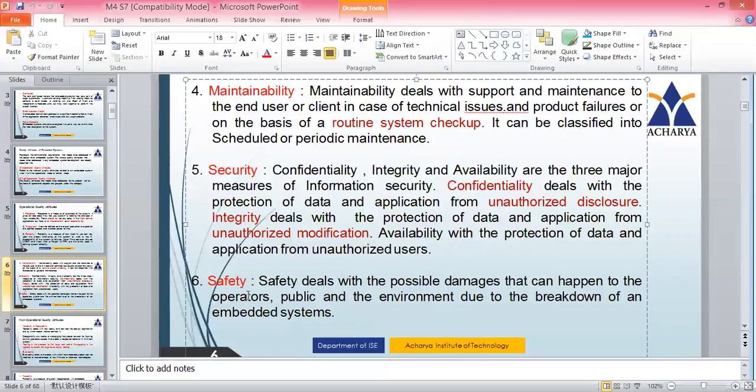So safety. Safety deals with possible damages that can happen to the operators, public, and the environment due to the breakdown of an embedded system. Many times the embedded system may lead to some disasters also. So you have to monitor its safety aspects, and you have to somehow ensure that it doesn't cause any damage to the systems. Not many times, but sometimes a hazard happens, which may affect. So you have to monitor the safety issues of the embedded system.